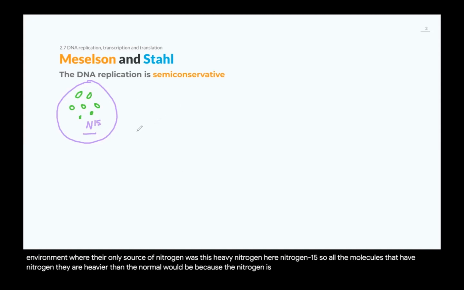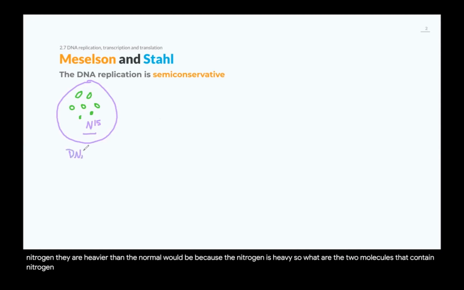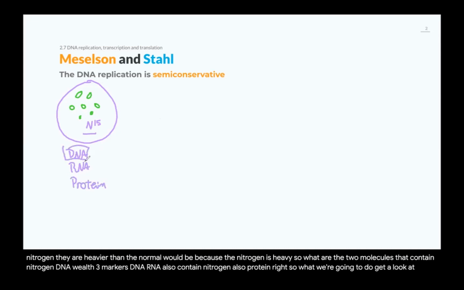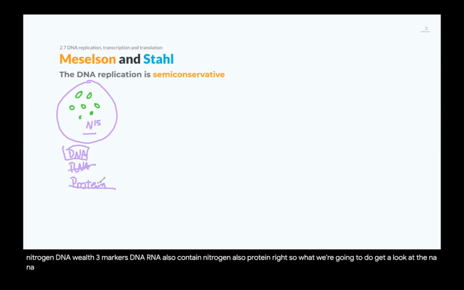What are the molecules that contain nitrogen? Three molecules: DNA, RNA, and also protein. What we're going to look at is DNA, not the other two. So these bacteria have heavy DNA because their DNA has this heavy nitrogen.